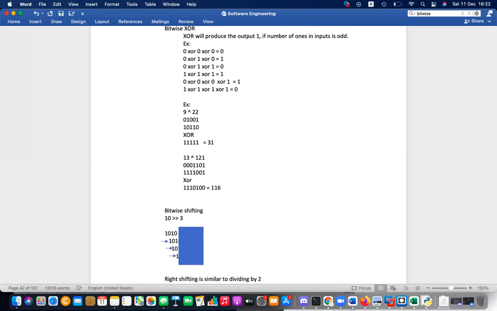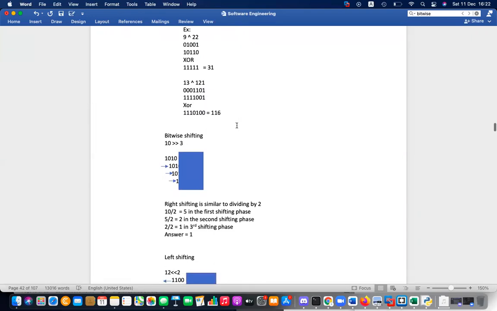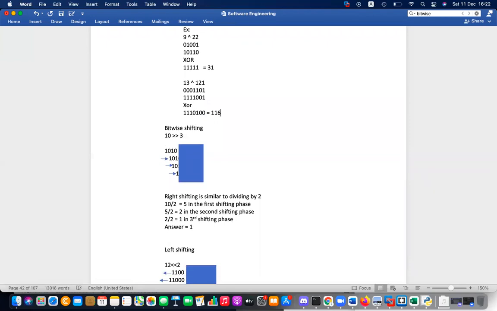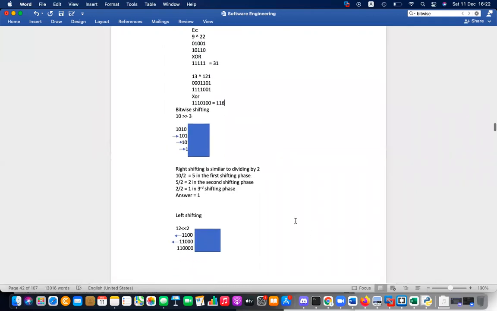Okay, your answers are correct: 31 and 116. Others can write this down. So what I have done is just the XOR gate. The special thing about the XOR gate is that if the number of ones is odd, it is 1, that's all. If the number of ones is even, like two ones, it is 0. So that's the logic, nothing else. Please write down this part. If you have not done so, write down this explanation and the answer, and also the left shifting and right shifting notes below.